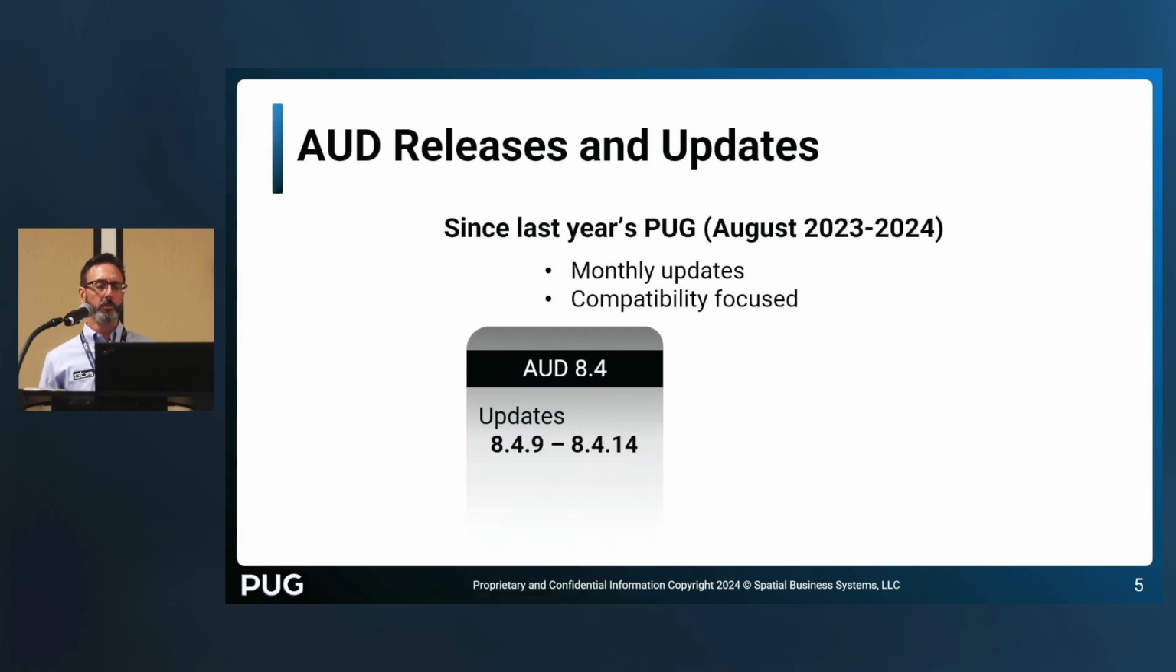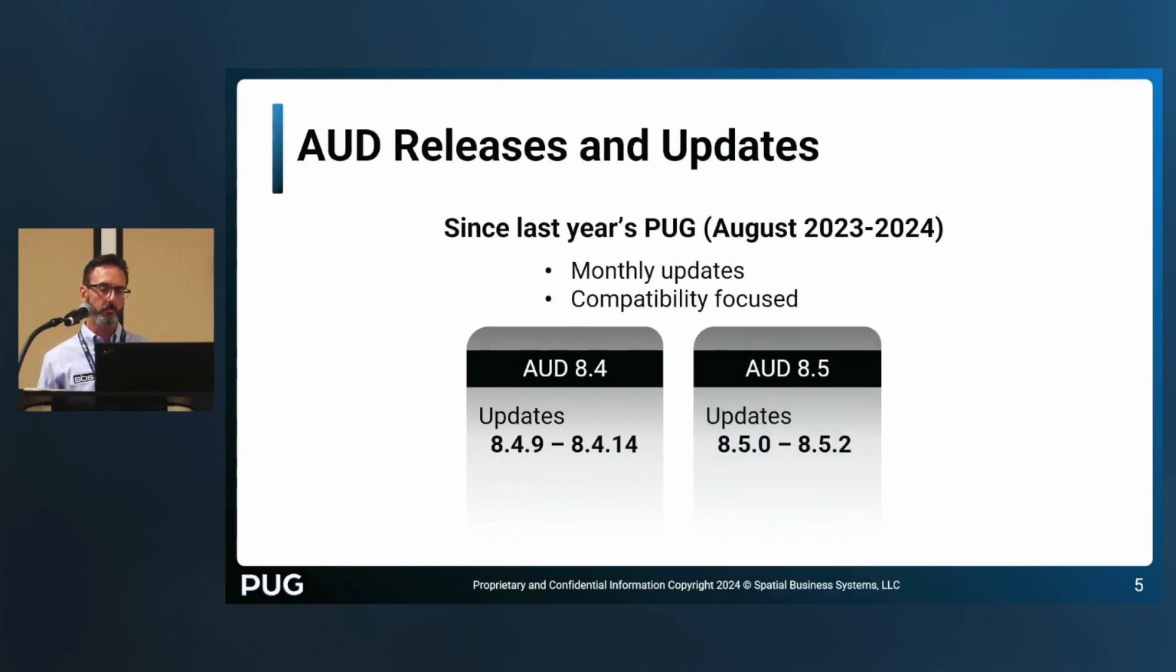That's always an important focus we have for the product. So the 8.4 release, which came out, I think, earlier in 2023, as of last PUG, it was at the 8.4.8 update. We've put out a few updates since then. So the most recently released update was 8.4.14. And we released AED 8.5 earlier this year. So the 8.5.0 release was put out, and we've put out 2 updates to that.